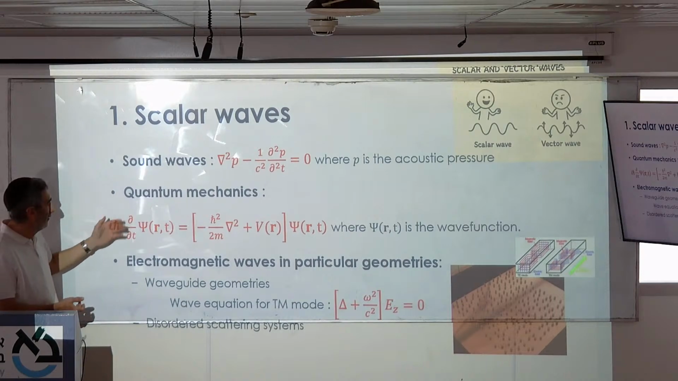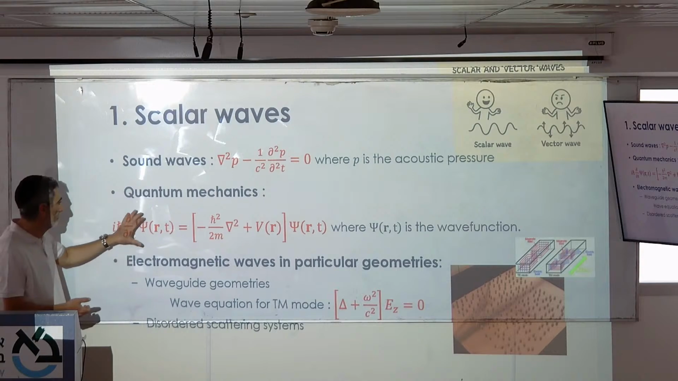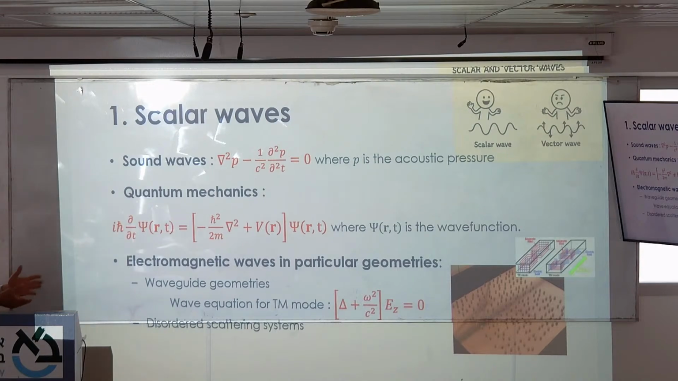Quantum mechanics also, when you consider the wave function psi here. So this is also a number, not a vector. And for us, we are interested in electromagnetic waves. In general, electromagnetic waves are related to Maxwell equations and all that. We know that they are vectorial. So how can we describe electromagnetic waves as scalar waves? That's a little bit stretched, right? But there are some cases actually.